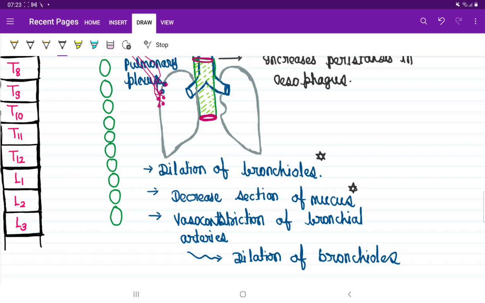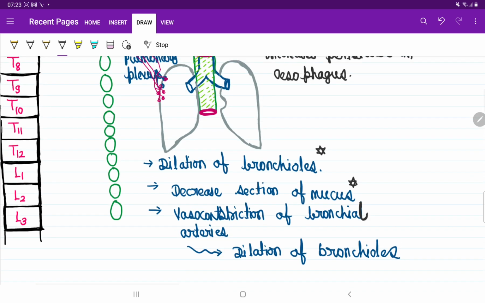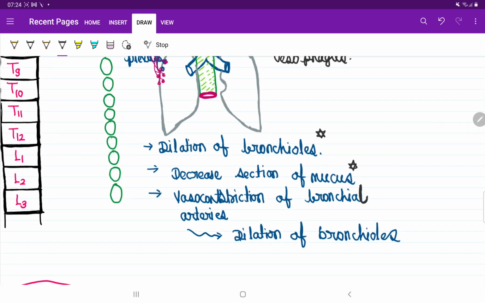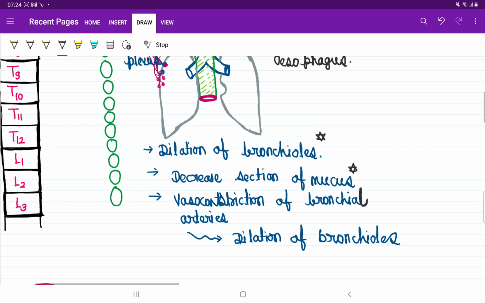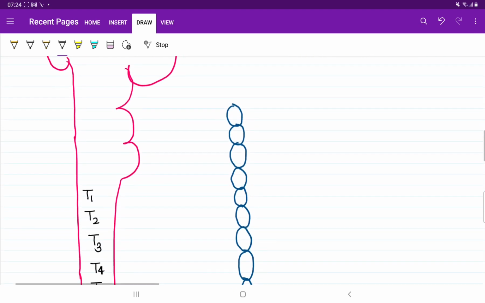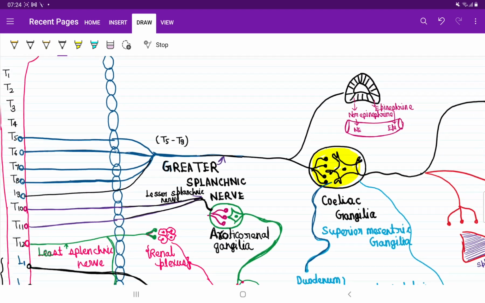Vasoconstriction of the bronchial artery. Now you tell me, in the bronchiole wall, whatever arteries are present, if they constrict, what will be the result of that? Obviously bronchioles will dilate. So dilation of bronchioles, constriction of the bronchial artery, decreased secretion of mucus is the effect of sympathetic neural supply on our respiratory system. Then now come to the other part. Now come to the abdominal part, please.